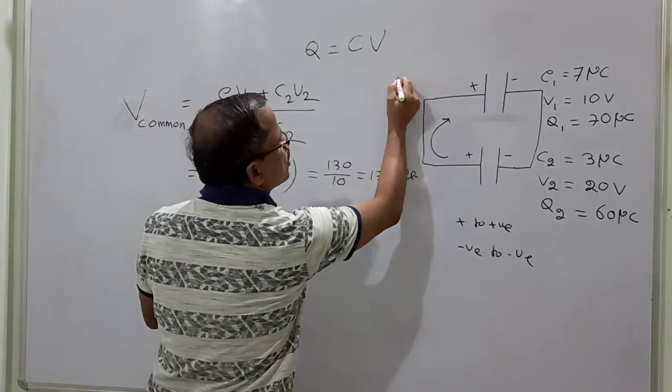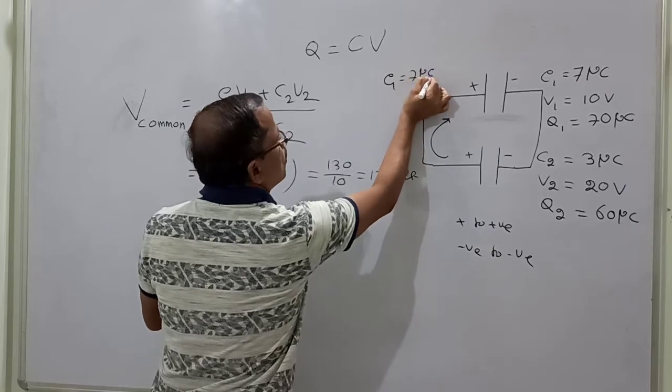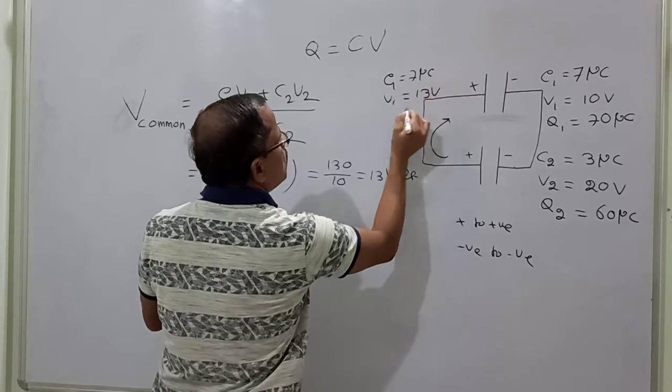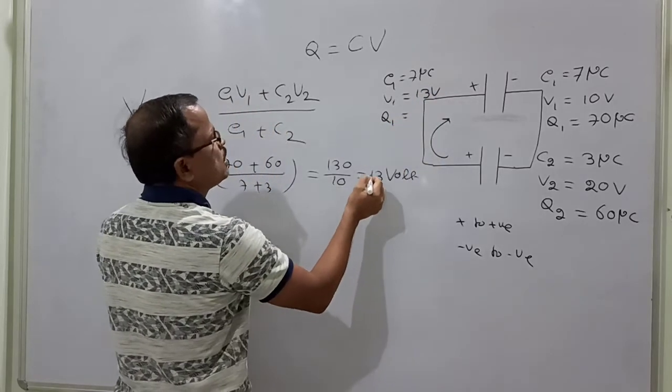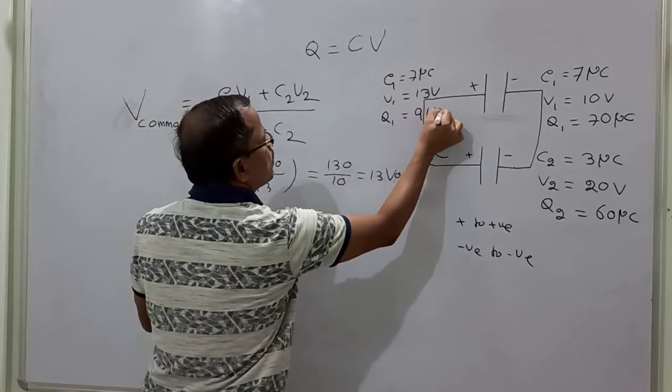This capacitor becomes how much? That capacitance was 7 microfarad. Now potential becomes how much? That is equal to 13 volt. New charge is how much? New charge is equal to CV. That is 7 into 13. That is equal to 91 microcoulomb.